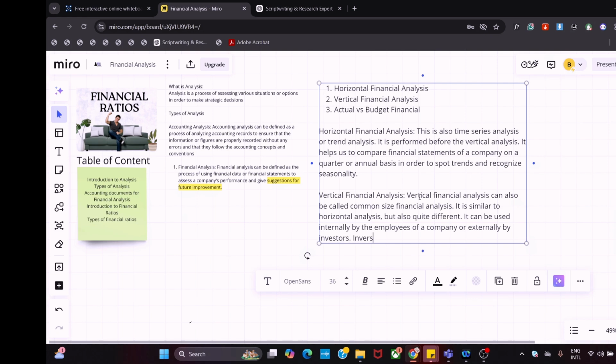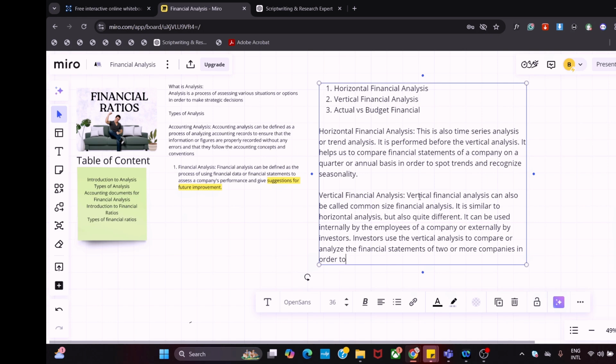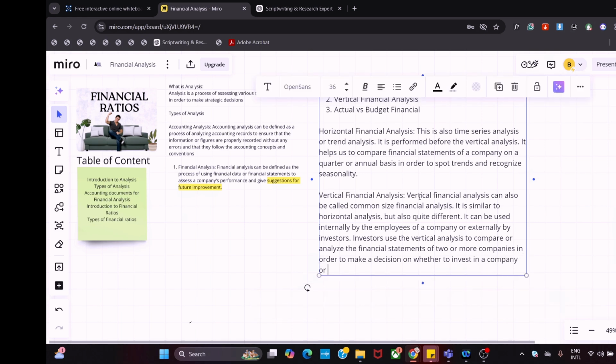Investors use the vertical analysis to compare and analyze the financial statements of various companies, or let me just say of two or more companies, in order to make a decision on whether to invest in a company or not.